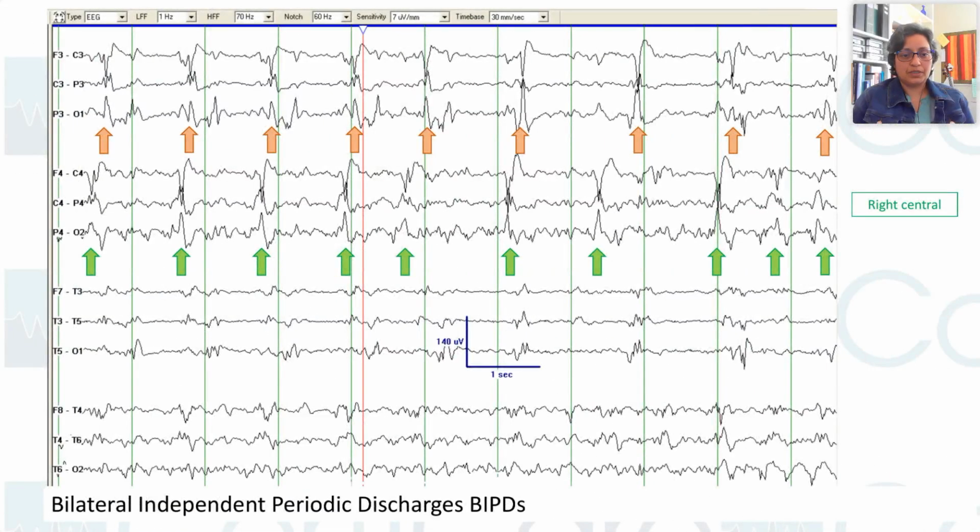The correct answer was C. So if you can see the orange and the green arrows, they are at different time points. So bilateral independent periodic discharges, or BIPDs.